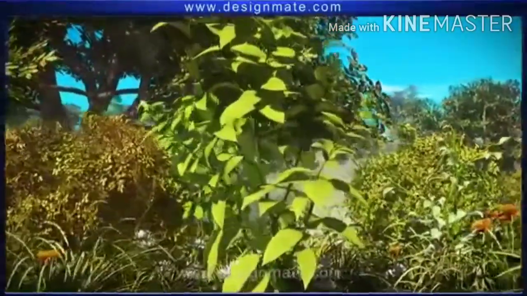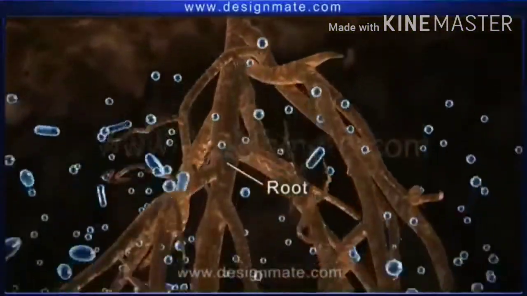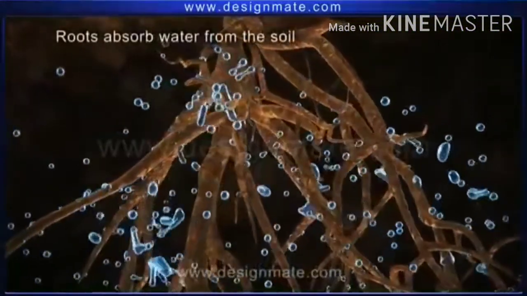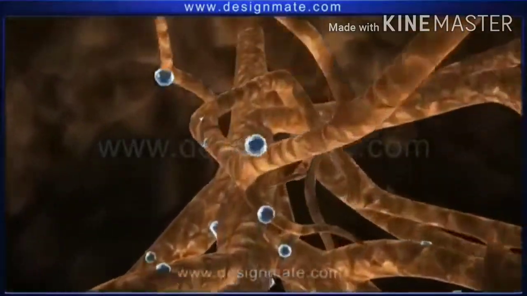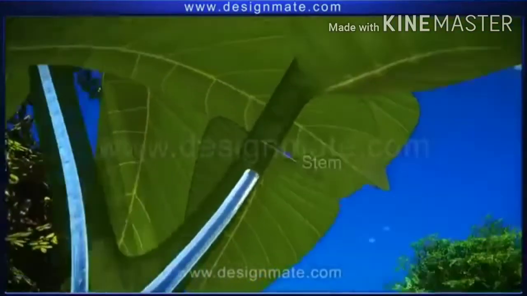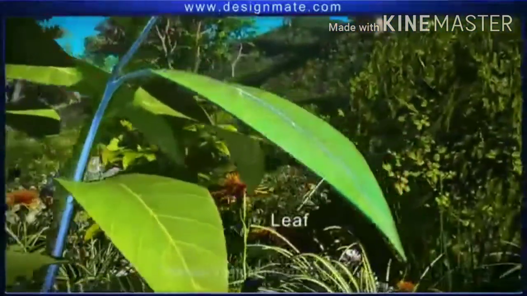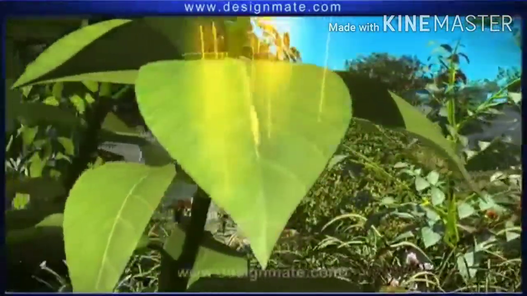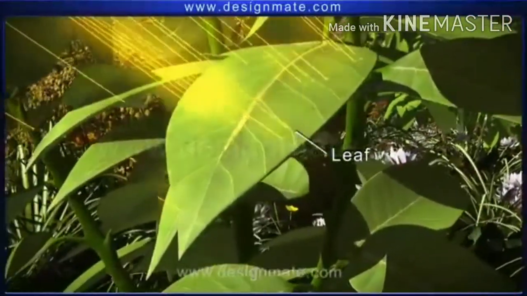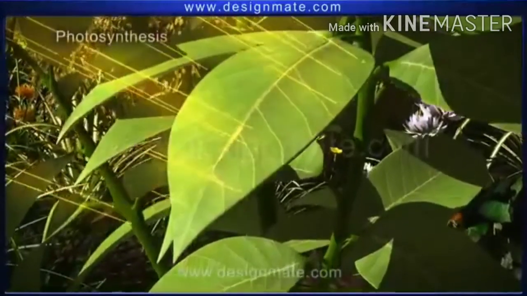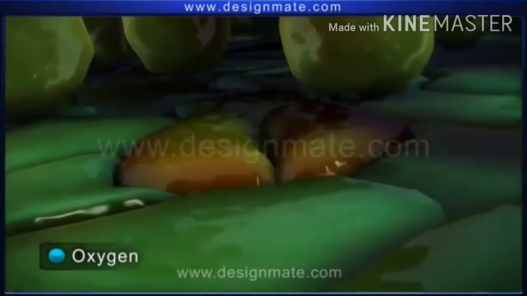A closer look at a plant shows that it is firmly held in the soil by the help of roots. These roots absorb water from the soil and through tiny tubes transport it to the stem and then to the leaves. The stem holds the leaves in such a way that they absorb maximum energy from sunlight. A leaf is a very important part of the plant. Photosynthesis, the ultimate provider of food and oxygen, oozes out through the stomata.